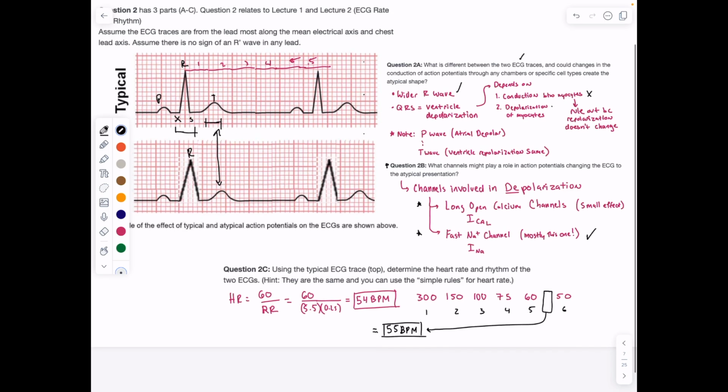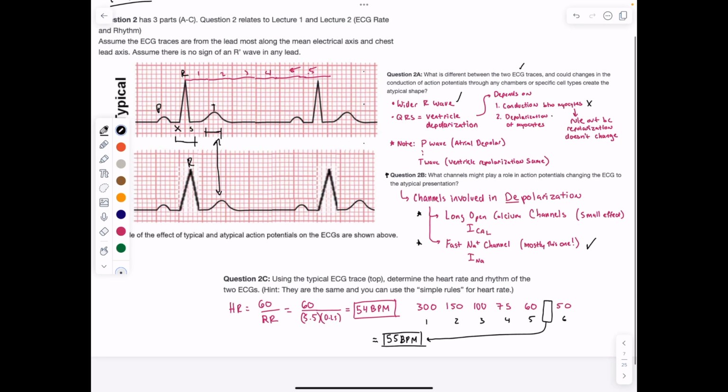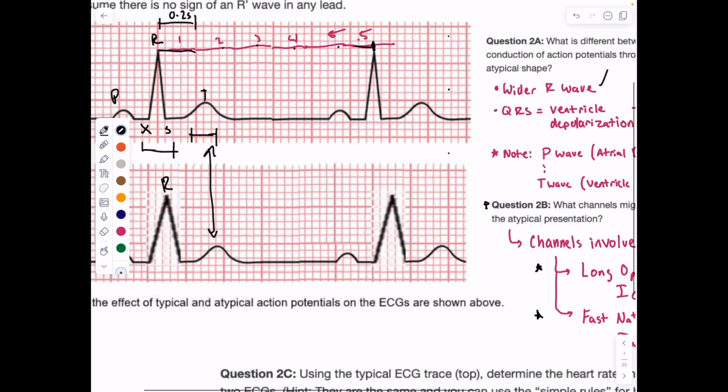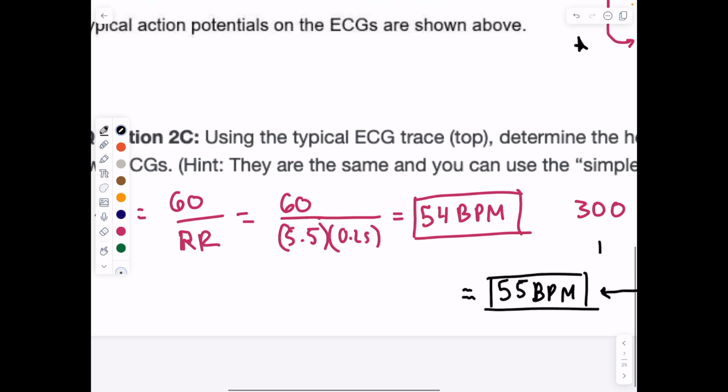All right, question 2c. Using the typical ECG trace on the top, determine the heart rate and rhythm of the two ECGs. We have two different methods of doing this. The first is 60 divided by the time between the R peaks. The way to do that is we just count. Each one of these big boxes is 0.2 seconds. We have one big box, two, three, four, five, and a little more than half of one. So approximately 5.5 big boxes, each 0.2 seconds. So 60 divided by 5.5 times 0.2, and we get about 54 beats per minute.